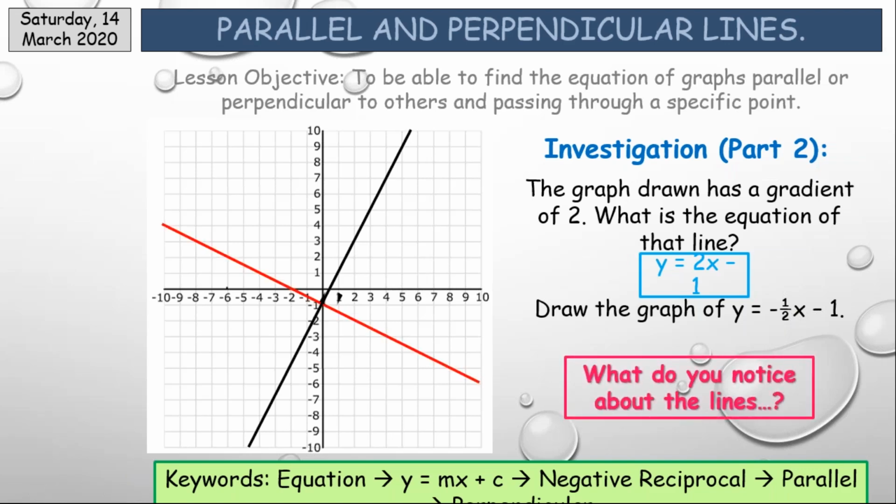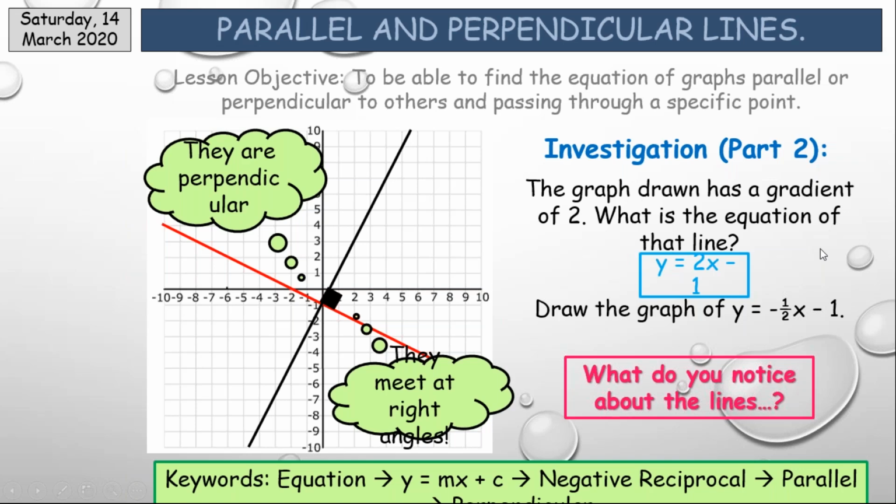What do we notice about these lines? We notice that these lines are perpendicular to each other. If you don't understand what perpendicular is, perpendicular lines are lines that create 90 degrees. So they intersect at 90 degrees. They're perpendicular and they meet at right angles.